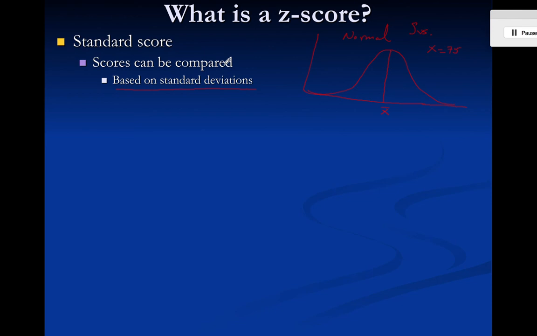I know that sounds like a really weird thing, and I'm going to say it one more time. What a z-score is going to tell me is how far every single score, or an individual score, is from the mean in terms of standard deviations.